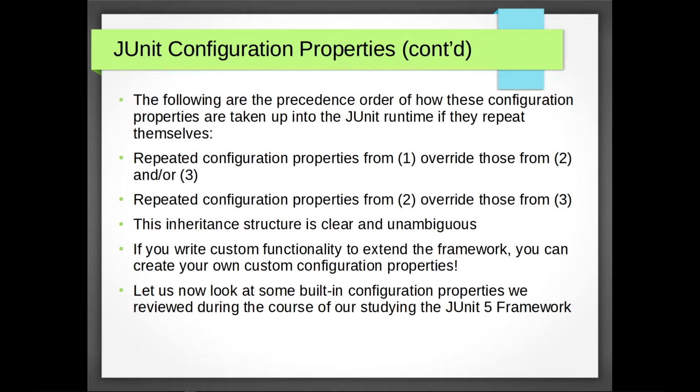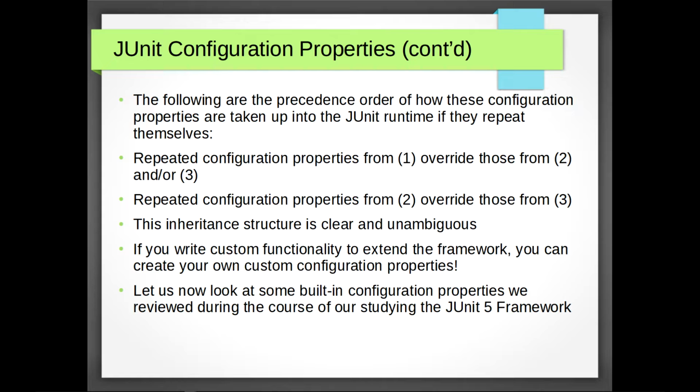The following is the precedence order of how these configuration properties are taken up into the JUnit runtime if they repeat themselves, for example, or override themselves. Repeated configuration properties from number 1 override those from number 2 and/or number 3. Repeated configuration properties from number 2 override those from number 3. This inheritance structure is clear and unambiguous. If you write custom functionality to extend the JUnit framework, you can create your own custom configuration properties.